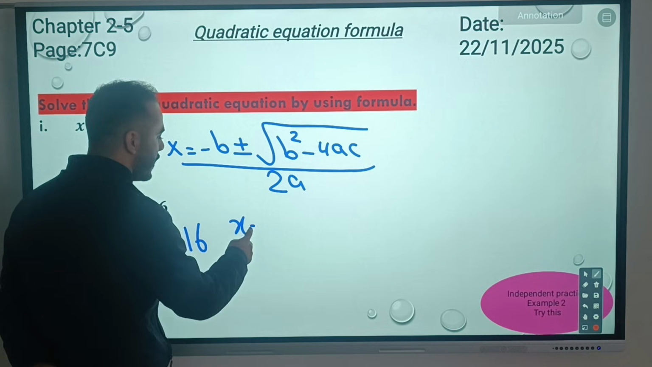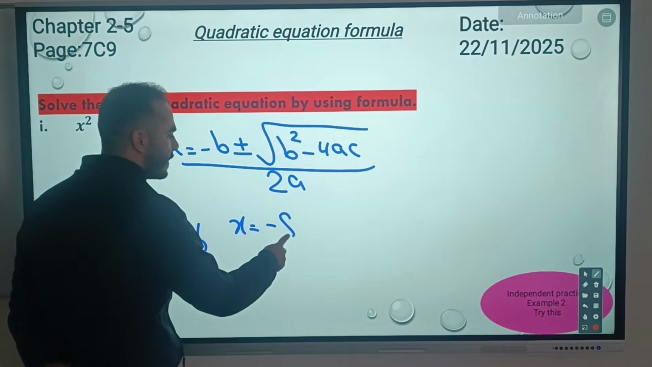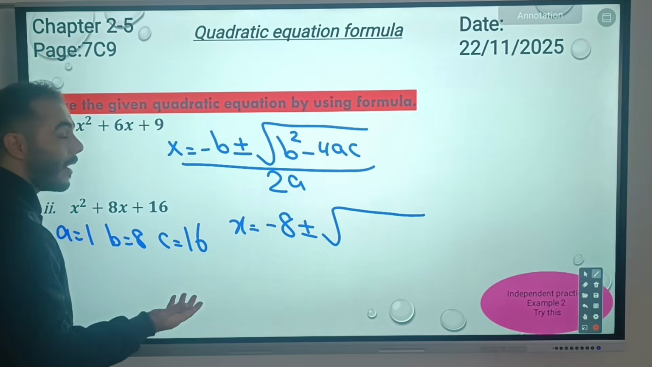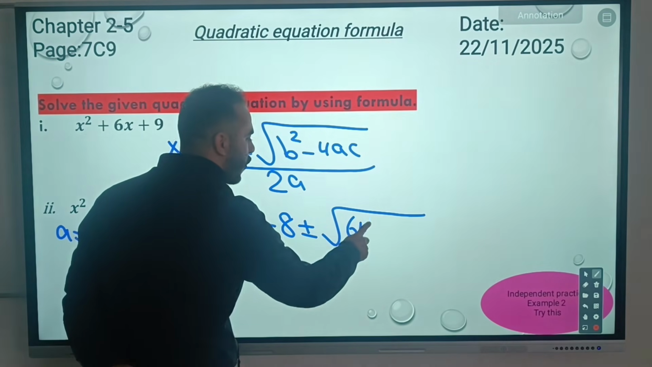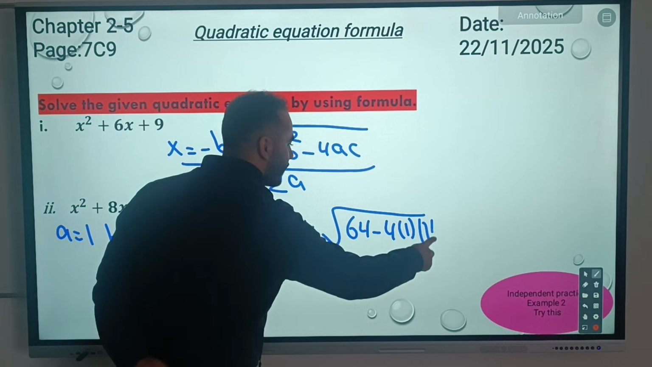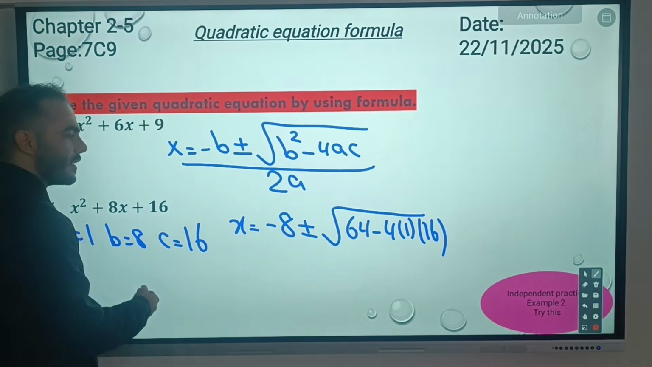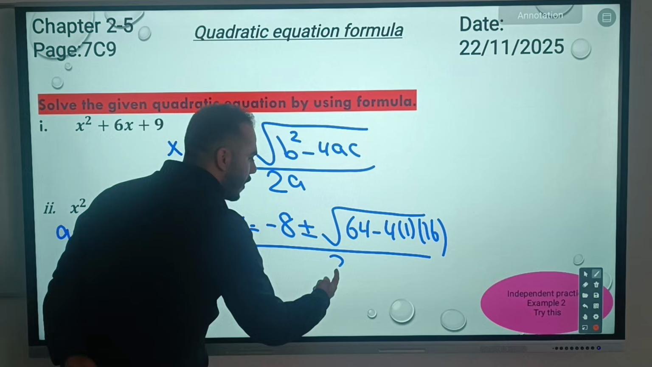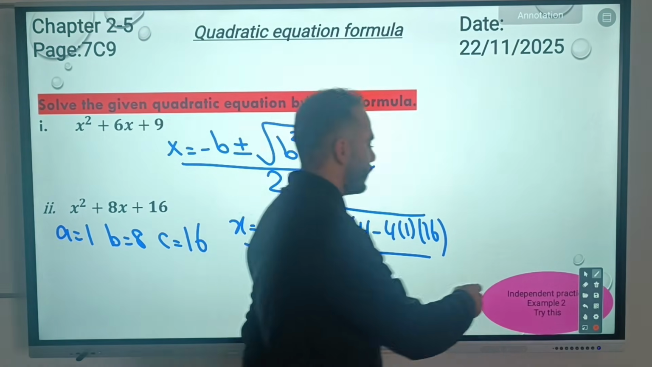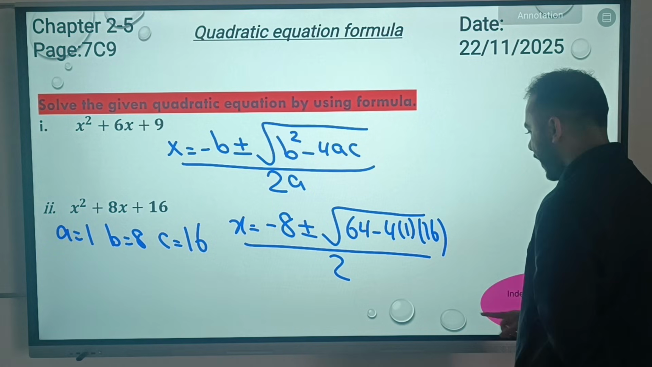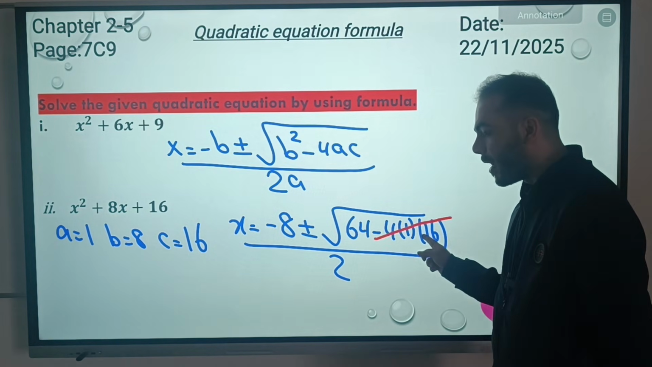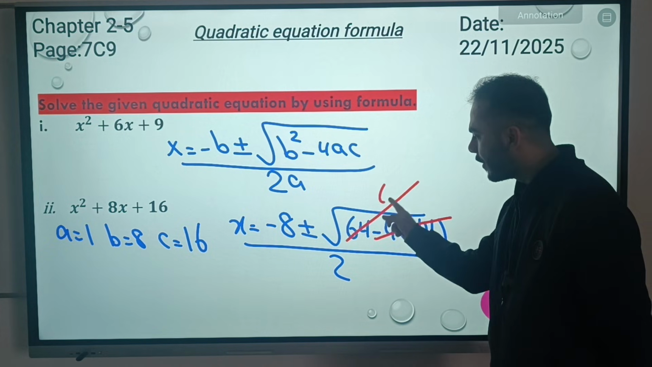So x equals negative b, which is negative 8, plus minus square root of b squared, which is 8 powered by 2, 64, minus 4 times 1 times 16. C equals 16, divided by 2. So, first of all, inside this square root, it's 4 times 16, it's 64. 64 minus 64, well, the result of this one is going to be 0.